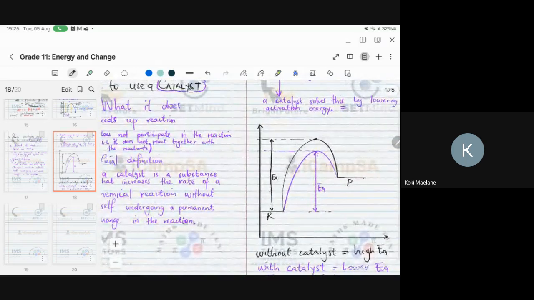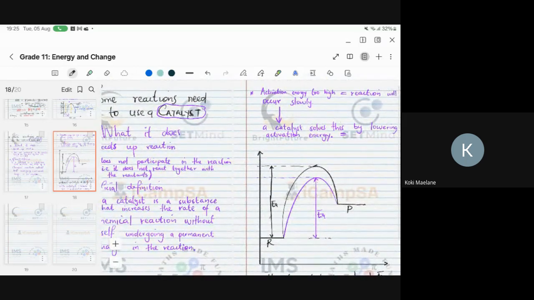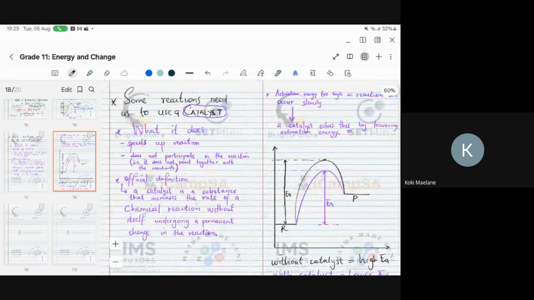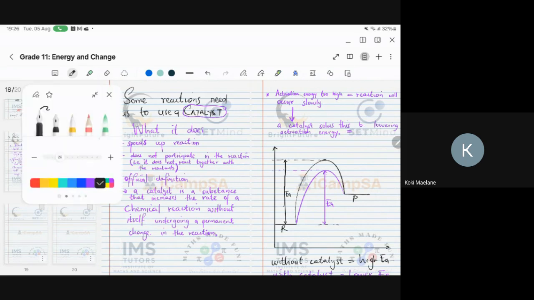So that's what a catalyst does. You see that the reaction requires a lot of energy for it to start. You add a catalyst so that the activation energy required to start the reaction is lowered, and therefore the reaction can occur faster. Right? Faster reaction. No, can't be black. It will confuse you.